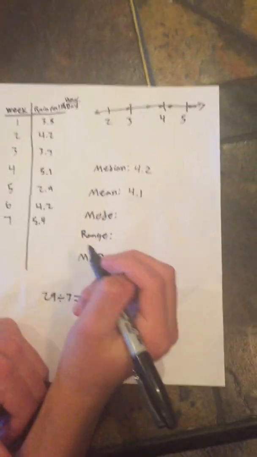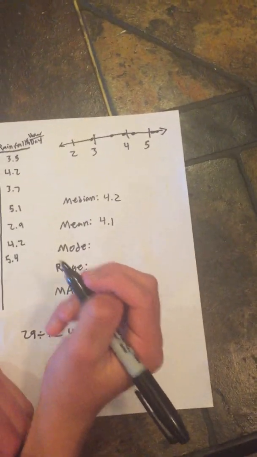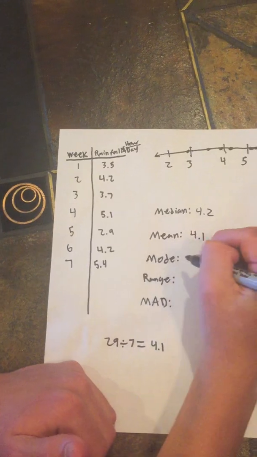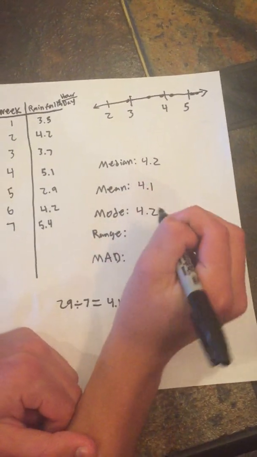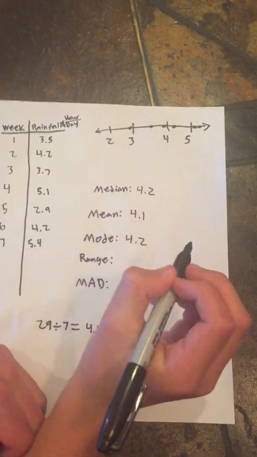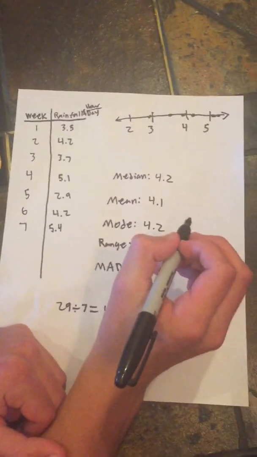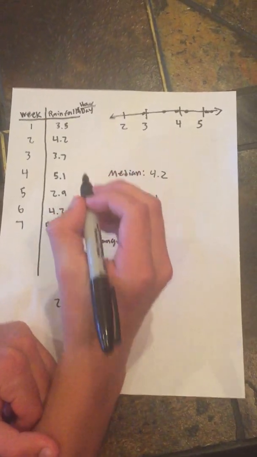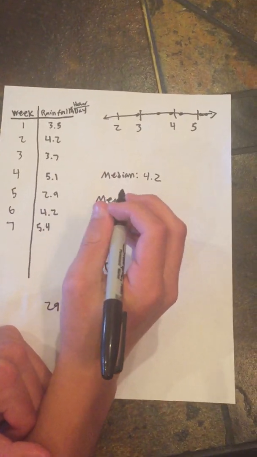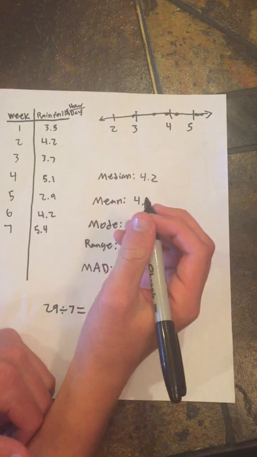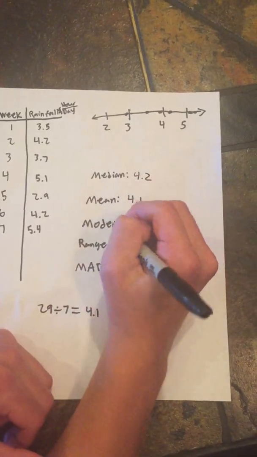The mode will be what number appears the most, and that's going to be 4.2. And it's totally okay to have the same number for both mode and median. The range will be the biggest number minus the little number, how much space is in between both numbers. And the range is 2.5.